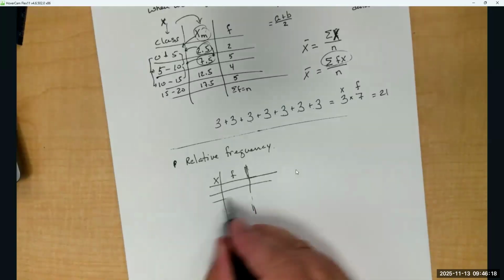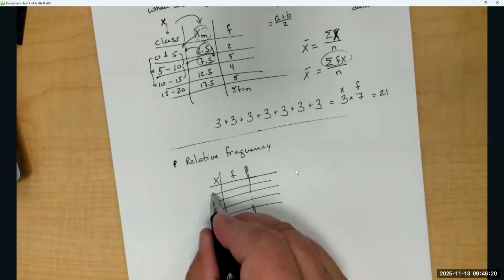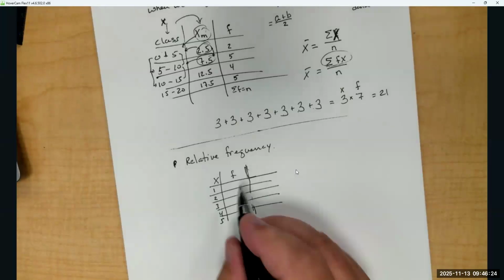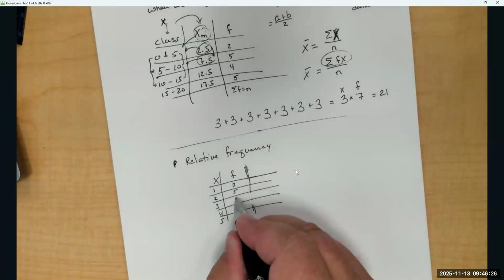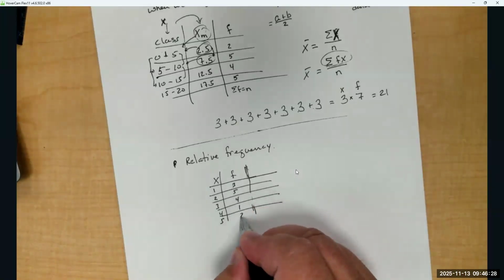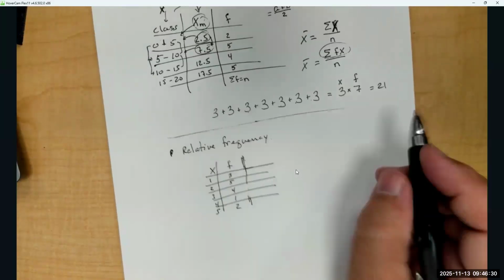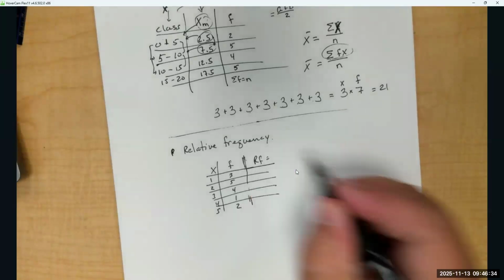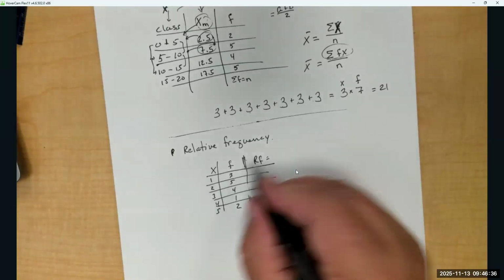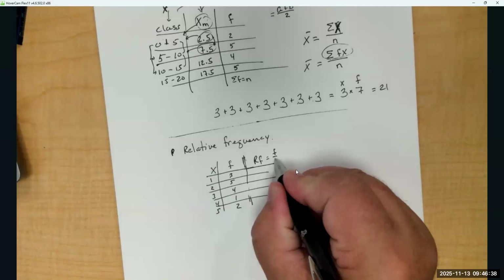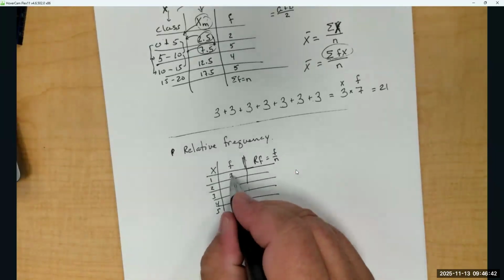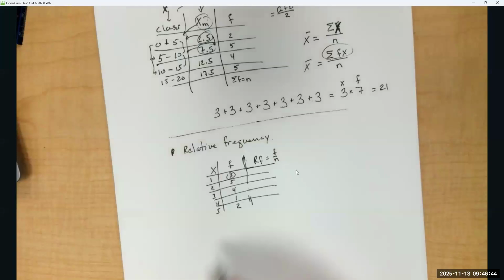Well, we want to see, because it does repeat itself. Let's say the data are 1, 2, 3. These are my data. The relative frequency is each frequency divided by how many? I want to know the ratio of this data compared to everything in general.